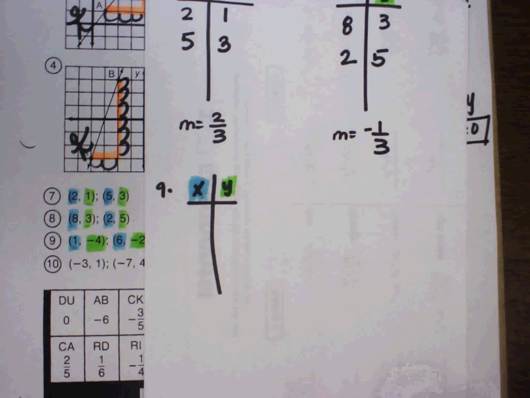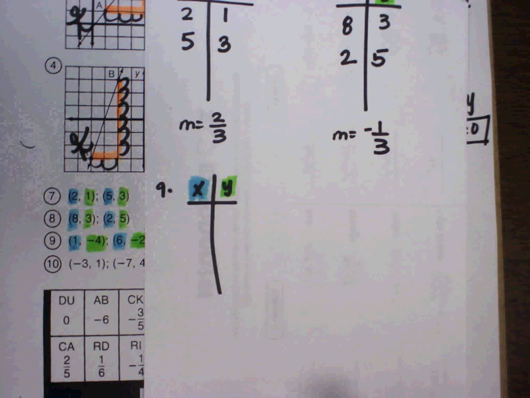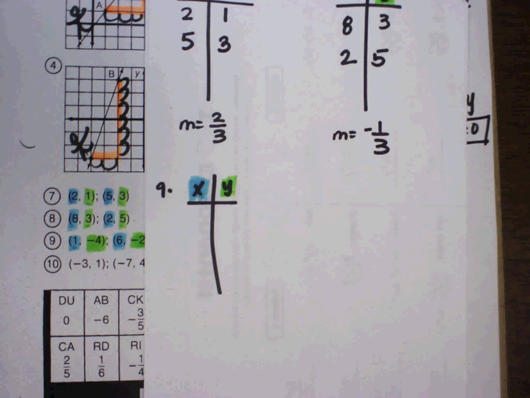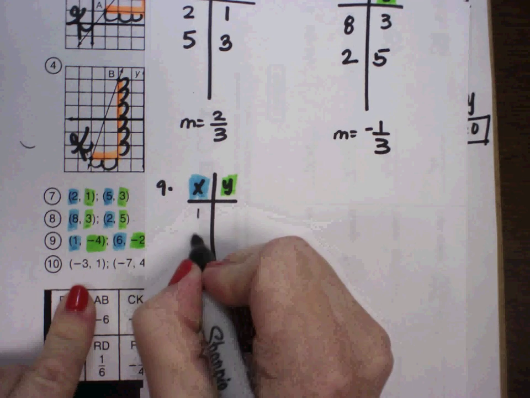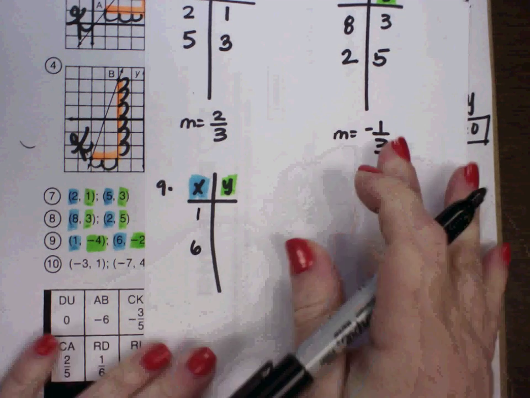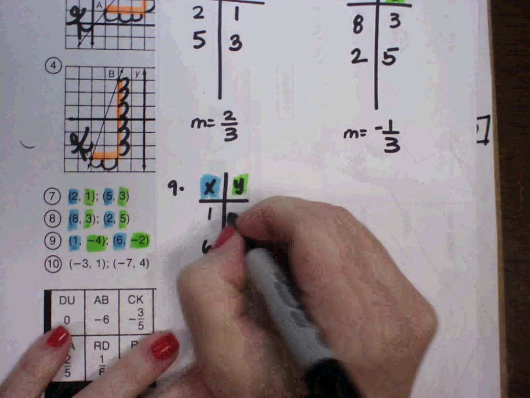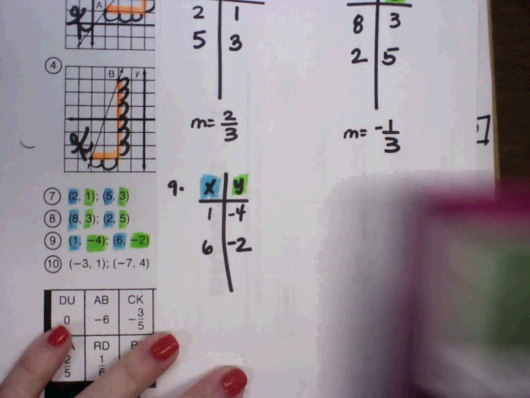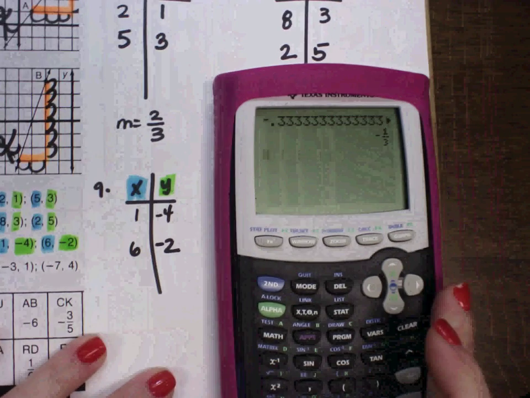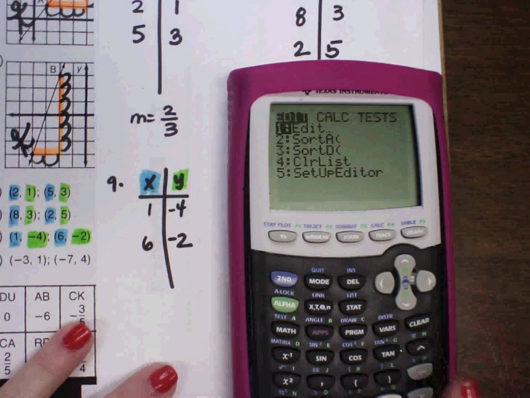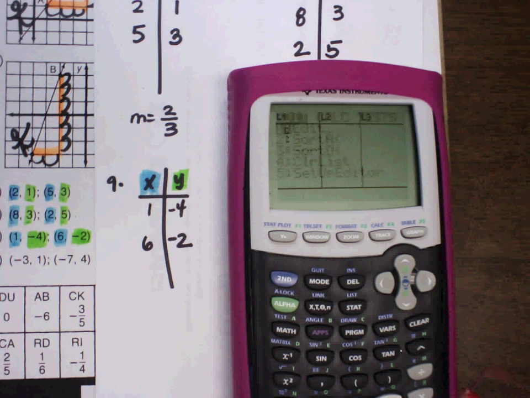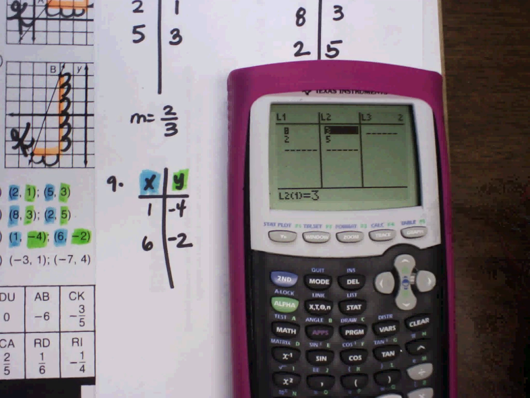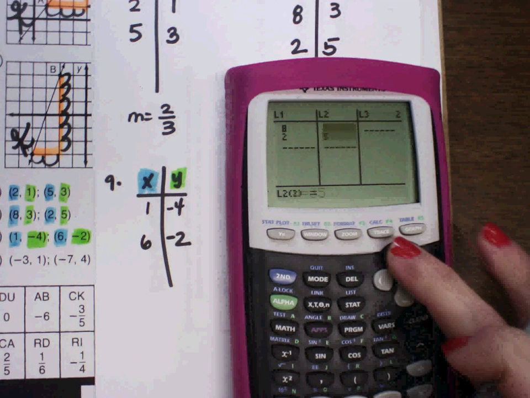All right. What are my x's, babies? 1 and 6. Very good. And what are my y's? There you go. All right. Do we remember where to go? Stat. What? Nope, not calculate. Edit first. And then do you remember how to clear the list? All the way up. Clear and enter. All the way up to L1. Clear and enter. With me?